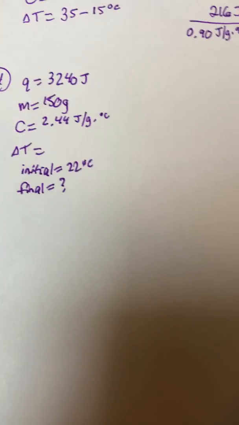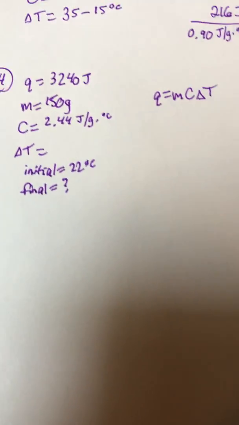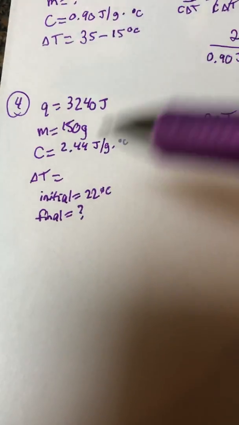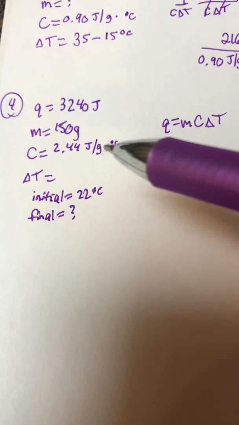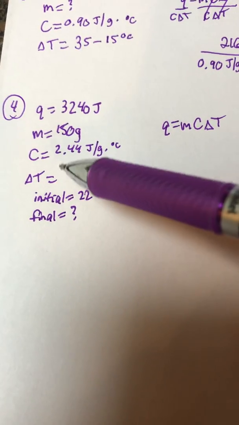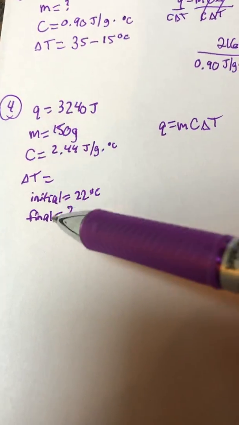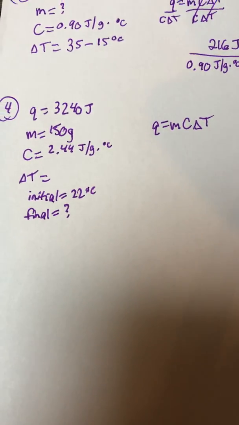So first things first, we are going to write our formula. Q equals MC delta T. Whenever I have a problem like this where I'm solving for either the final or the initial temperature, I break it up into two separate equations. We'll solve for delta T first, then we'll find the initial or final, whichever one they're asking for. So let's first solve for delta T, our change in temperature.